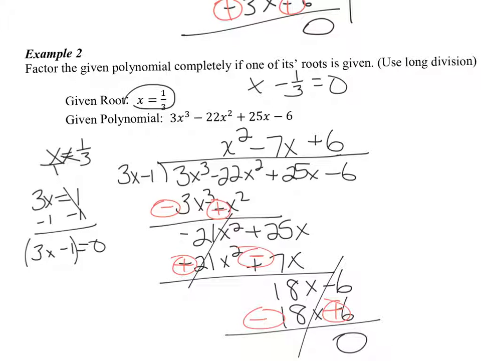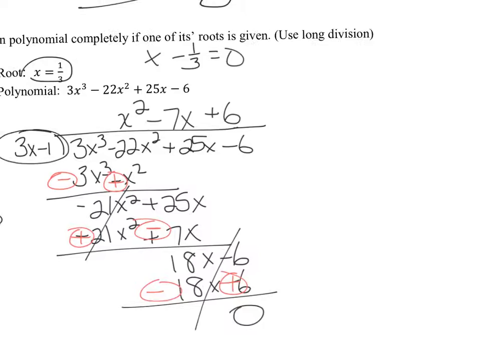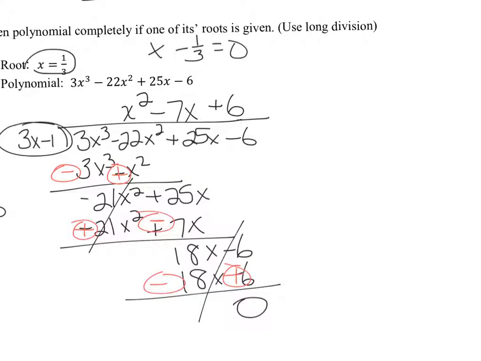So when I've divided here, I divided 3x minus 1 as one of the factors. And my result with the 0 remainder, because it is a factor, we've already told you that, or we told you it was a root. 3x minus 1 is one factor, and x squared minus 7x plus 6 is the other.